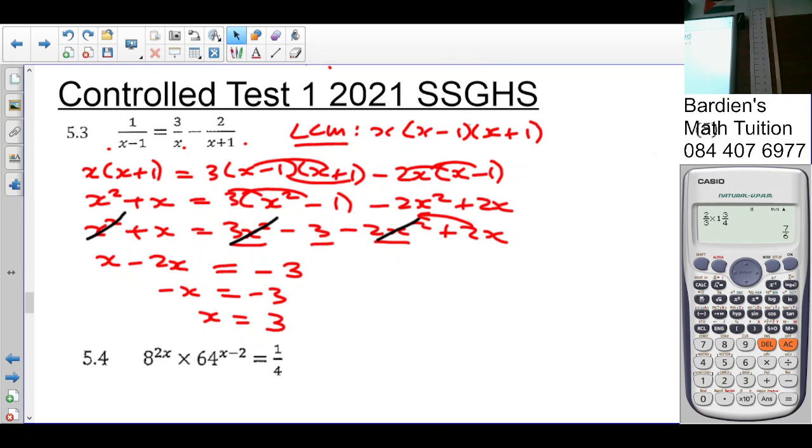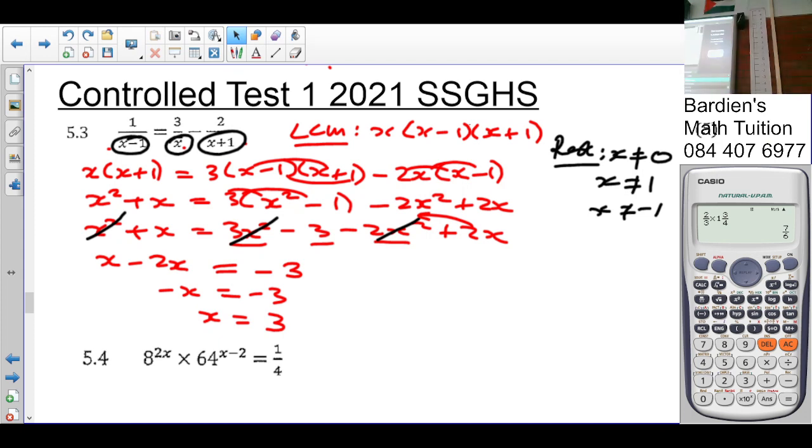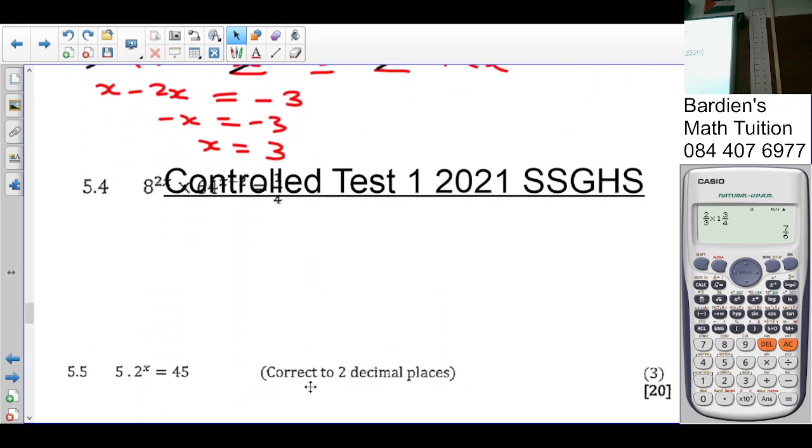Okay, you all agree with that? People, there was a restriction here. What is the restriction? X can never be equal to 0. Yes. X can never be equal to negative 1. Is the solution any of those there? No. If it was, I would have put a line through it. Okay. But since that isn't affected, it could be a solution to the equation.